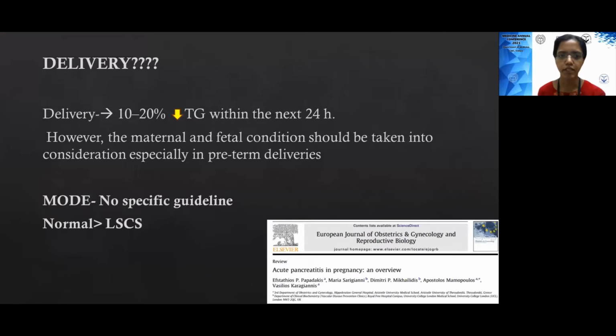What about delivery? If we perform delivery, 10 to 20% decrease in triglyceride happens within the next 24 hours. However, maternal and fetal condition has to be taken into consideration, especially if we are delivering the lady preterm. There is no specific guideline on the mode of delivery. However, normal is preferred over LSCS.